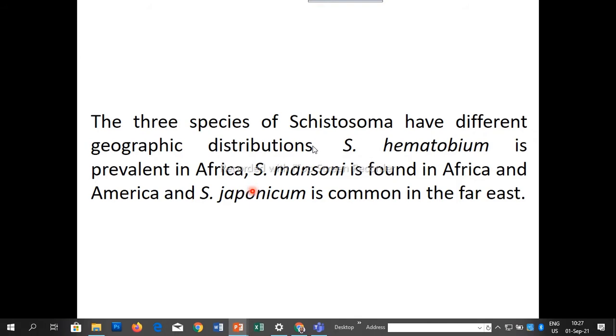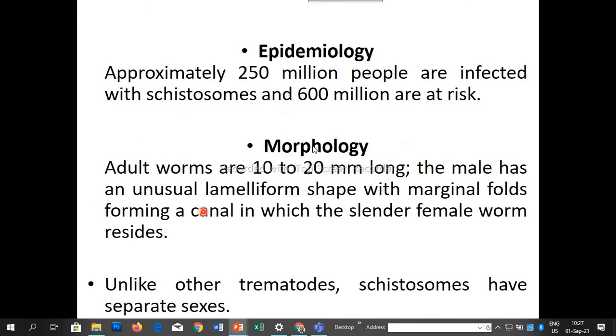The three species of Schistosoma have different geographical distributions. Haematobium is prevalent in Africa. Mansoni is found in Africa too, and in America. Japonicum is found in Asia, especially in Japan. 250 million people are infected with schistosomes and 600 million are at high risk.